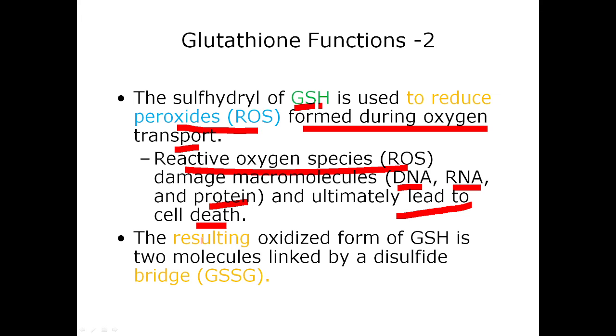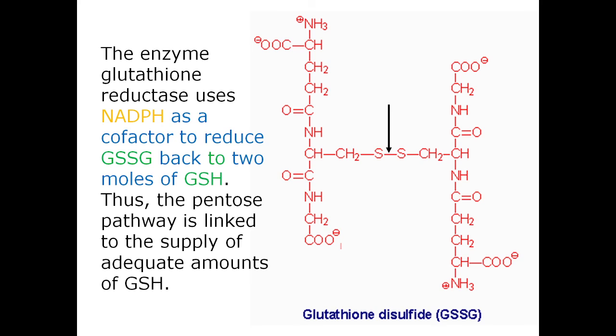But what is happening? The GSH is reducing this reactive oxygen species, but it itself is getting oxidized in that process, and the resulting oxidized form of GSH is two molecules linked by a disulfide. That is why we call it GSSG. So this is two glutathione molecules linked together, and this oxidized GSSG is formed.